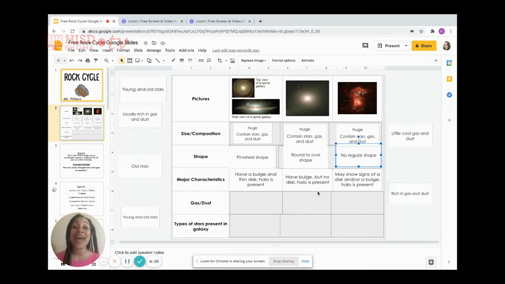Right. The reason that the elliptical galaxy is able to maintain such a strong shape is because it doesn't have a lot of gas and dust. So we're going to put little cool gas and dust. Now, if an elliptical galaxy is able to maintain its shape because it does not contain a lot of gas and dust, and an irregular galaxy does not have a shape, what could we say about the amount of gas and dust in an irregular galaxy?